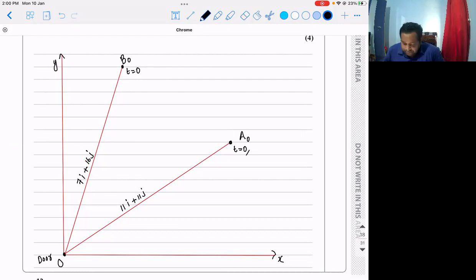Now what is our question? After t time, Agatha is at somewhere other than A0, right? Because she moves with a constant velocity. So after t time, Agatha is at AT. So now we are in a position to find her new position vector.